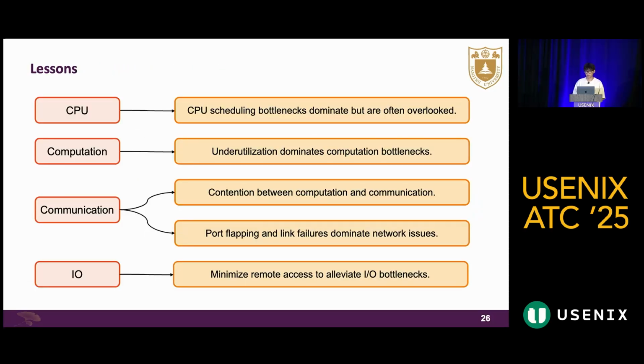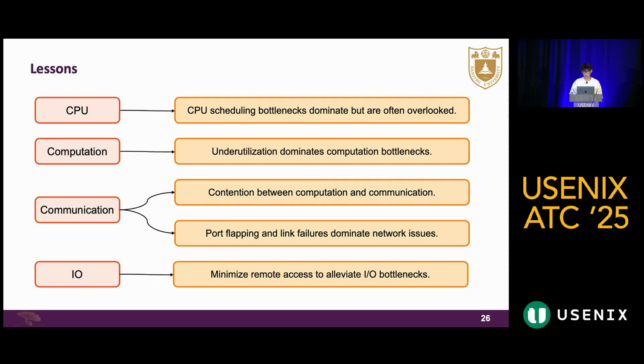So what are the key takeaways from our analysis? We have distilled them into 5 key lessons shown on this slide. First, on the host side, CPU scheduling bottlenecks are dominant, but surprisingly they are often overlooked. Then on the device side, we found that computation bottlenecks are mainly caused by resource underutilization.